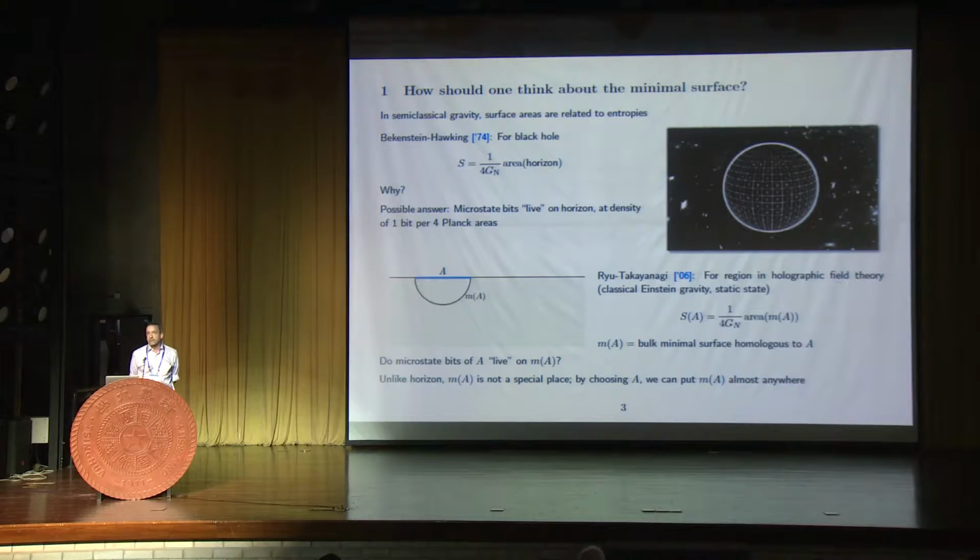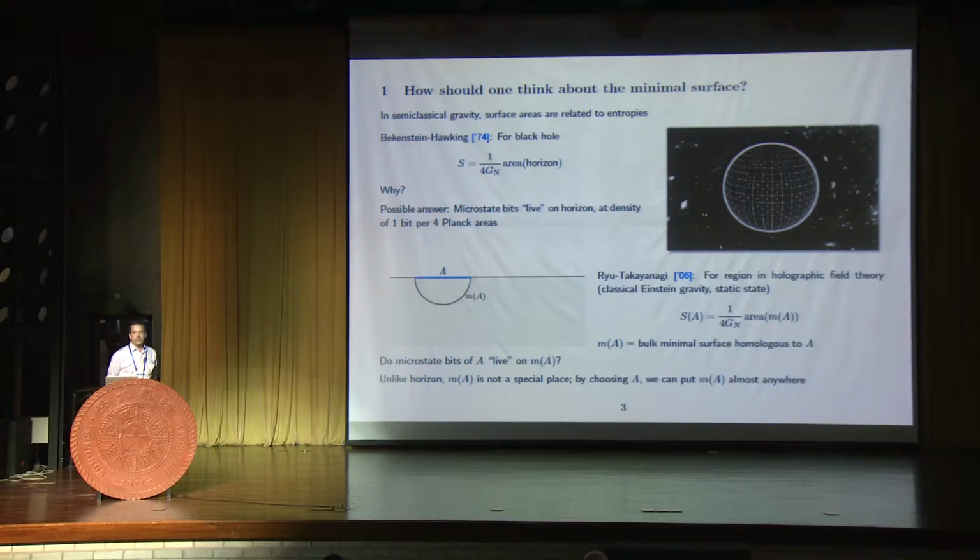Now, I think one of the most important conceptual lessons we learned from Ryu-Takayanagi is that actually this relation between surface areas and entropies, which was discovered by Bekenstein and Hawking in the context of black holes, in fact has nothing to do with black holes. It was never about black holes or horizons or any of that. It's far more general than that.